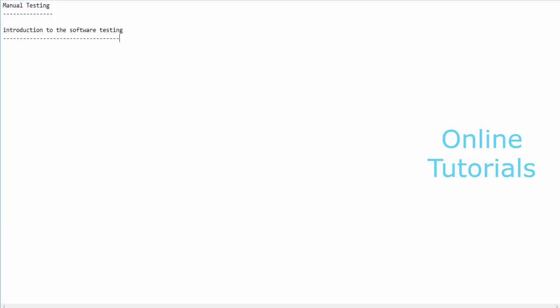Introduction to software testing. What is a software? What is the meaning of software actually? Any idea? Okay, software is nothing but a set of lines of code to automate something, whatever it may be. It may be applications or it may be hardware automation, whatever it may be.